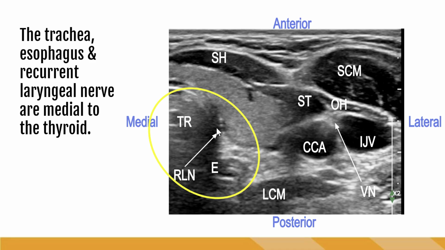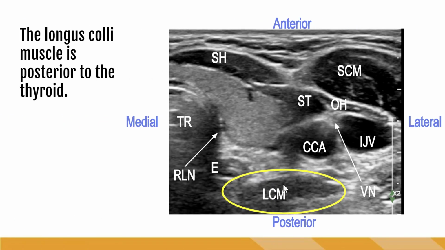There's also another circular structure that sits right next to the left lobe as well. That is the recurrent laryngeal nerve. Again, not a nodule, not something to be concerned about, because we know this is normal anatomy. That is medial. And then lastly, we have the longus colli muscle, or the LCM. We're going to see these on both sides of the neck. They are muscles that sit right on top of the cervical vertebrae. And this is going to typically be a little bit more posterior into the image.